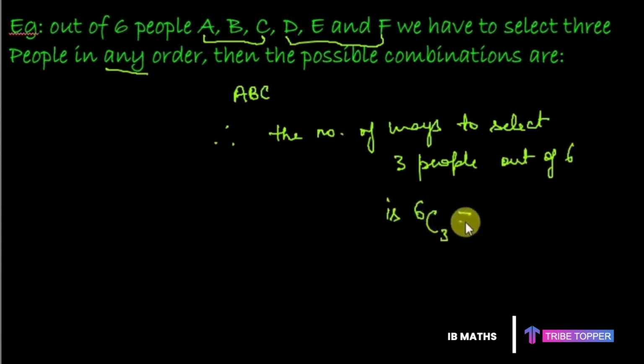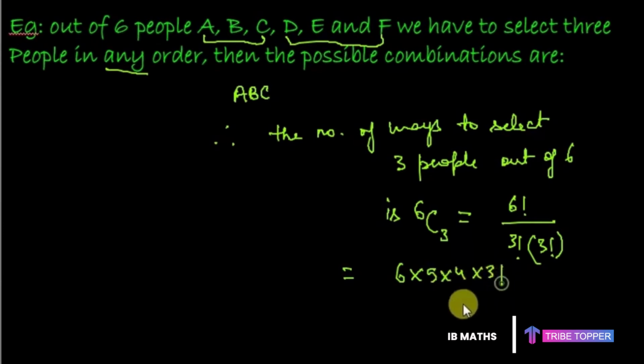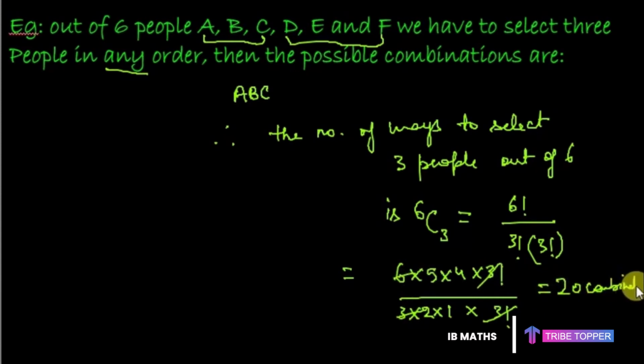6C3. So that is equal to 6 factorial upon 3 factorial into (6 minus 3) factorial. So it's n factorial upon r factorial into (n minus r) factorial. Now my n is 6, r factorial is 3 factorial, and n minus r is also 3 factorial. When I solve this, I'll get 6 times 5 times 4 times 3 factorial upon 3 times 2 times 1 into 3 factorial. This will cancel out, 6 and 6 cancel out, so you have just 20 combinations. So if you just have to select randomly any 3 people out of 6, you just have 20 ways of selecting them.